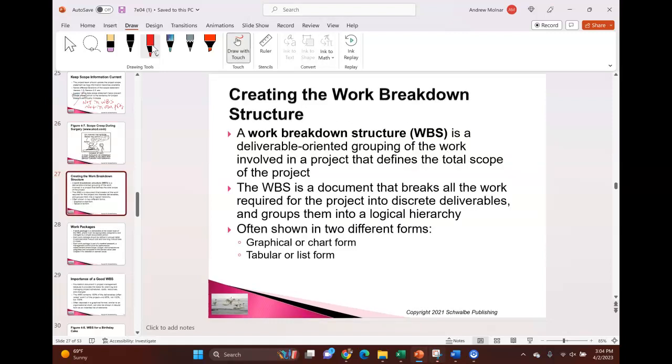It is worth it. The next process, once I've defined, first I collected the requirements, then I define the scope statement. Now I'm ready to build that work breakdown structure.